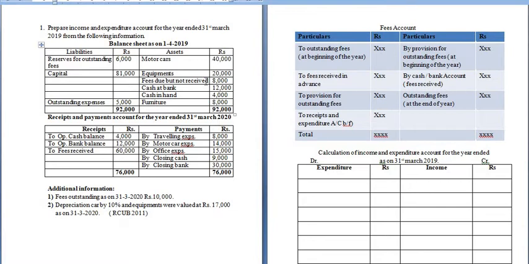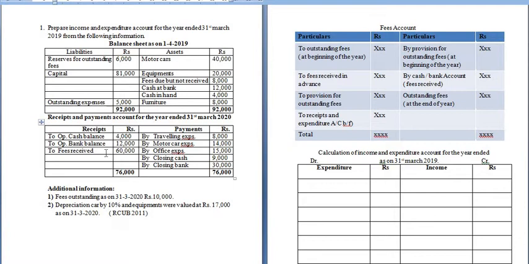So that goes to the fees account. Cash at bank, cash in hand, and furniture: closing cash and closing bank balance will go to the opening balance, and furniture goes to the new balance sheet. Reserve for outstanding fees goes directly to the income side, because it is an income, and capital goes to the balance sheet. Next, traveling expenses go to the expenditure side, motor car expenses and office expenses are also expenses, and closing cash and closing bank both go to the new balance sheet.